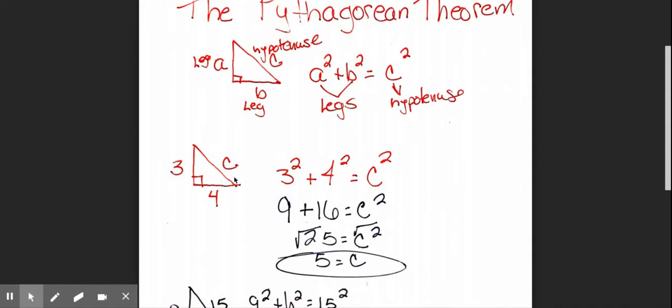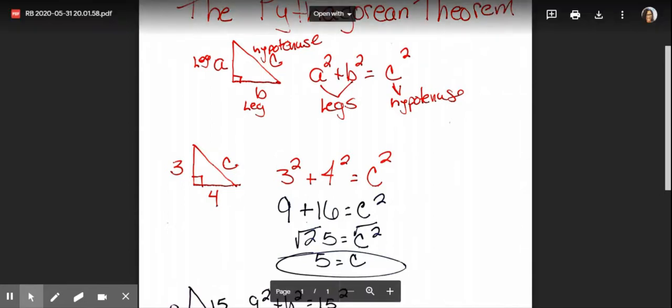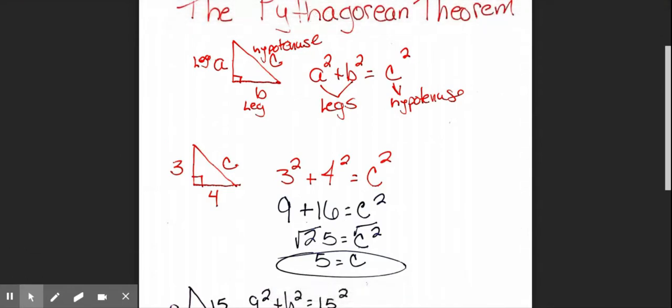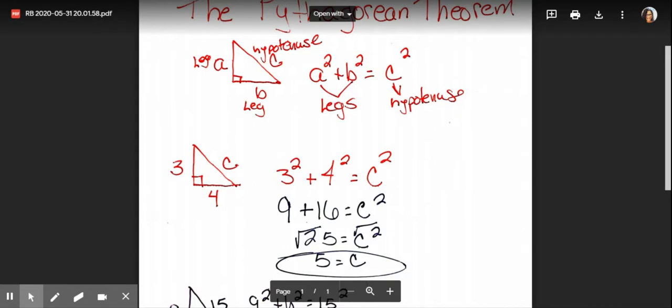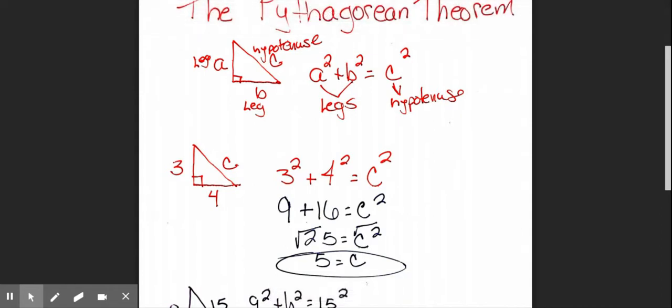So if we look at our first example here, 3 and 4 are the length of the legs. So 3 squared plus 4 squared is going to equal c squared. Well, 3 squared is equal to 9 plus 4 squared is equal to 16. So 3 squared plus 4 squared, that's 9 plus 16, is equal to 25. So 25 is equal to c squared.